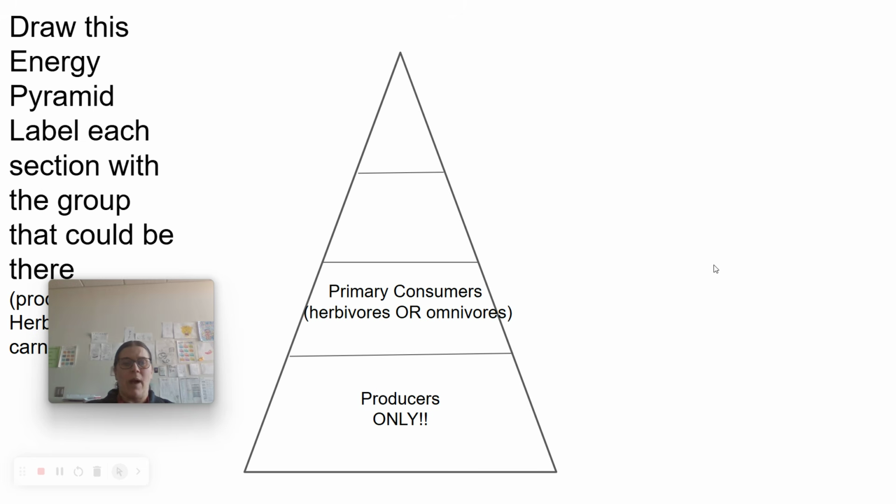And then as we go up, primary consumers, herbivores or omnivores, can be either one, cannot be carnivores, because basically it's saying, I eat anything in here or below me, right? Carnivores will not eat producers, so they cannot go here. Carnivores cannot be here. This level will eat what's below it.